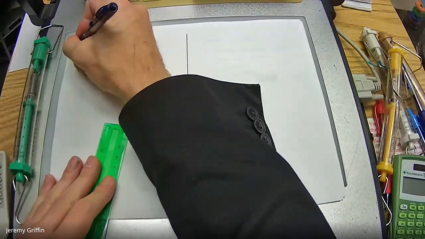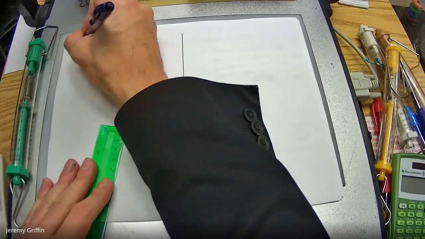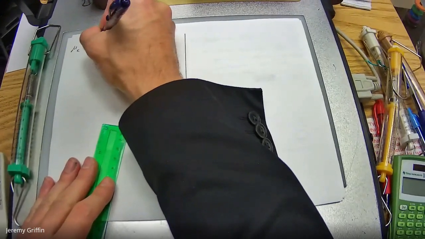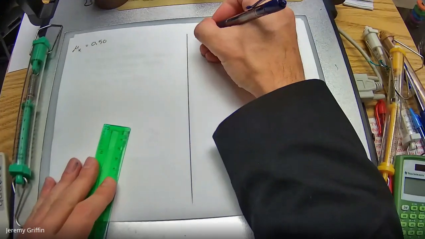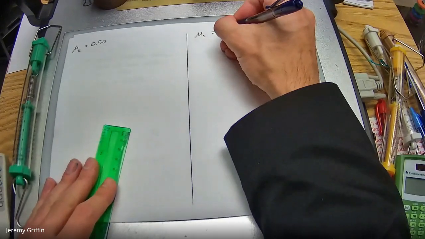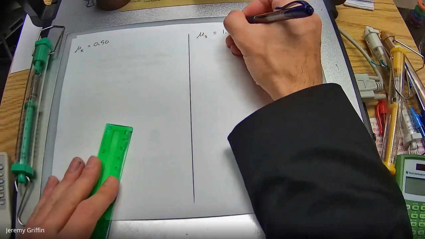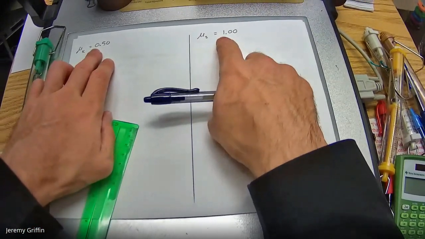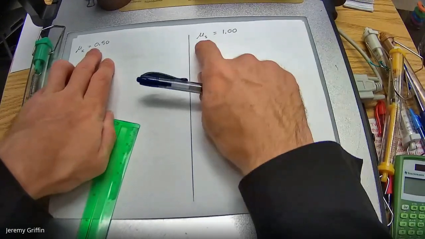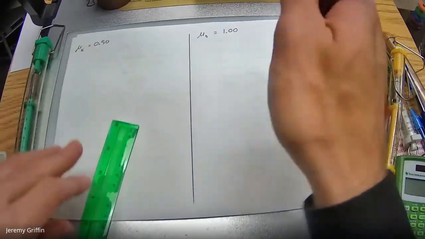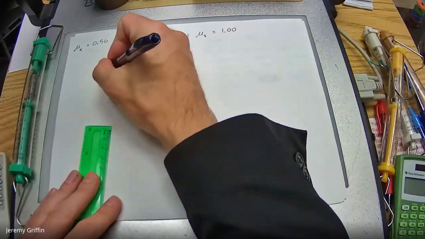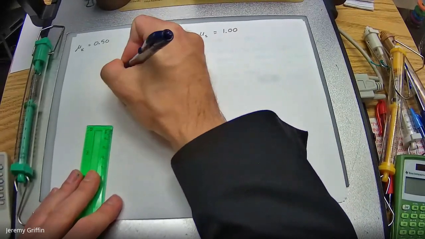So the situation on the left I'll call coefficient of kinetic friction 0.5. And the situation on the right I'll call coefficient of static friction 1.0. Now, I just made up these numbers. Kinetic friction will be less than static friction. Maybe more realistically, it might be like 0.6 and 0.7 or something like that. But let's do a free body diagram for each one of these cars.